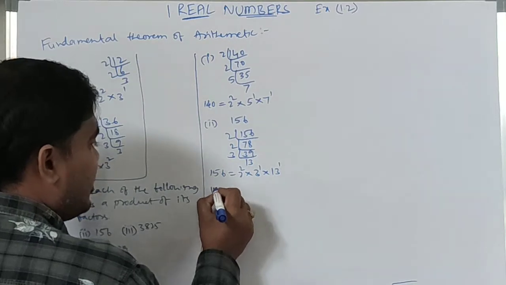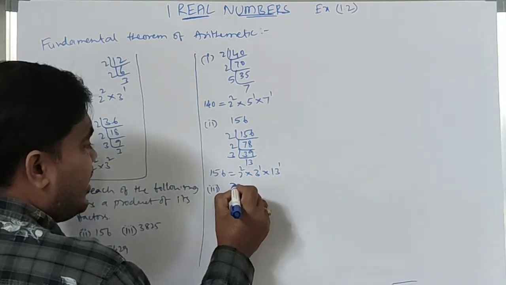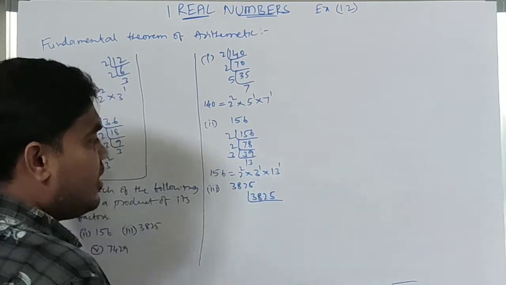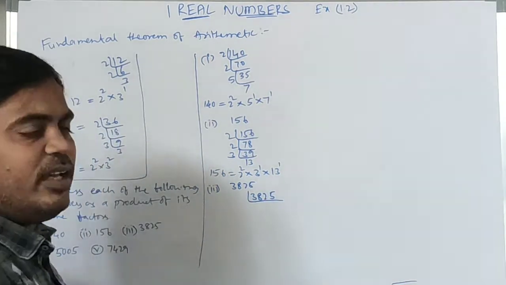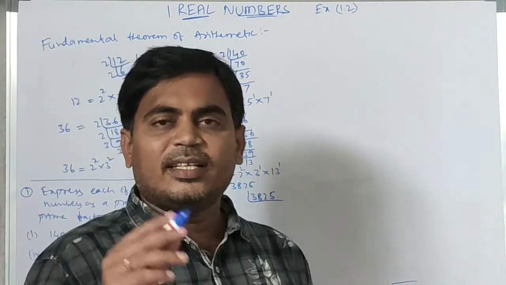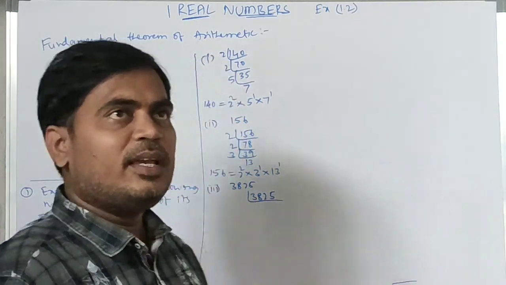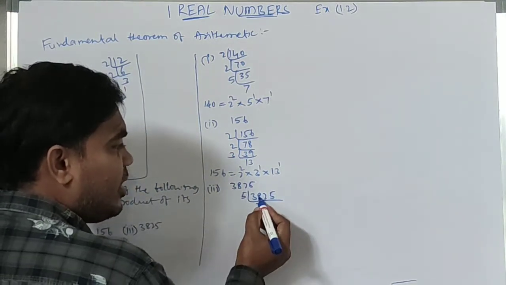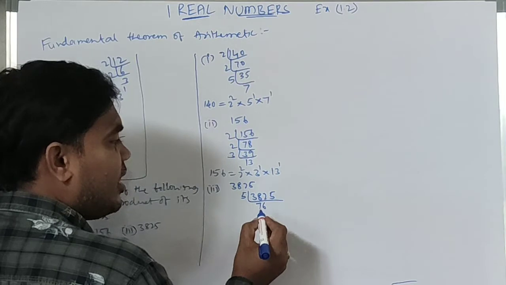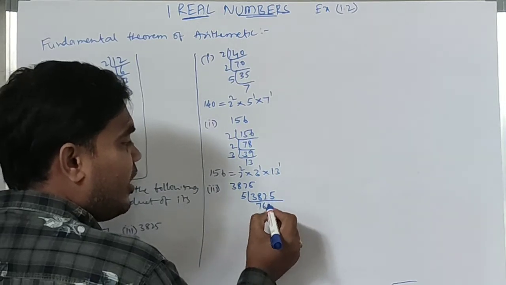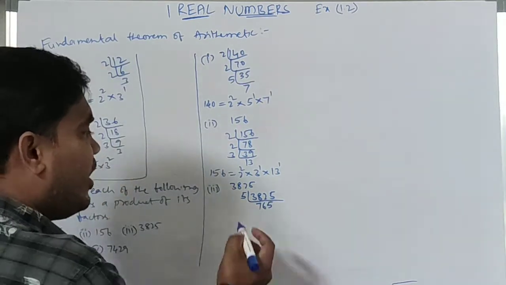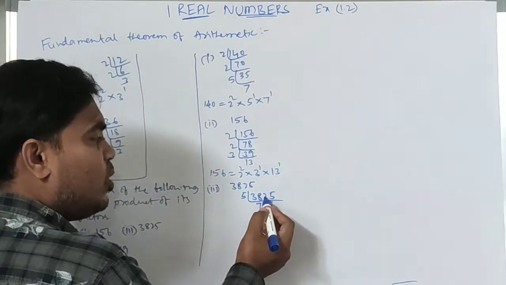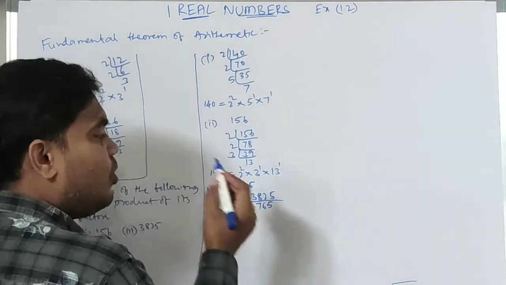Next, third, 3825. I am taking the number 3825. The last digit is 5. If the last digit is either 5 or 0, it is divisible by 5. So 5 into 765 is 3825.